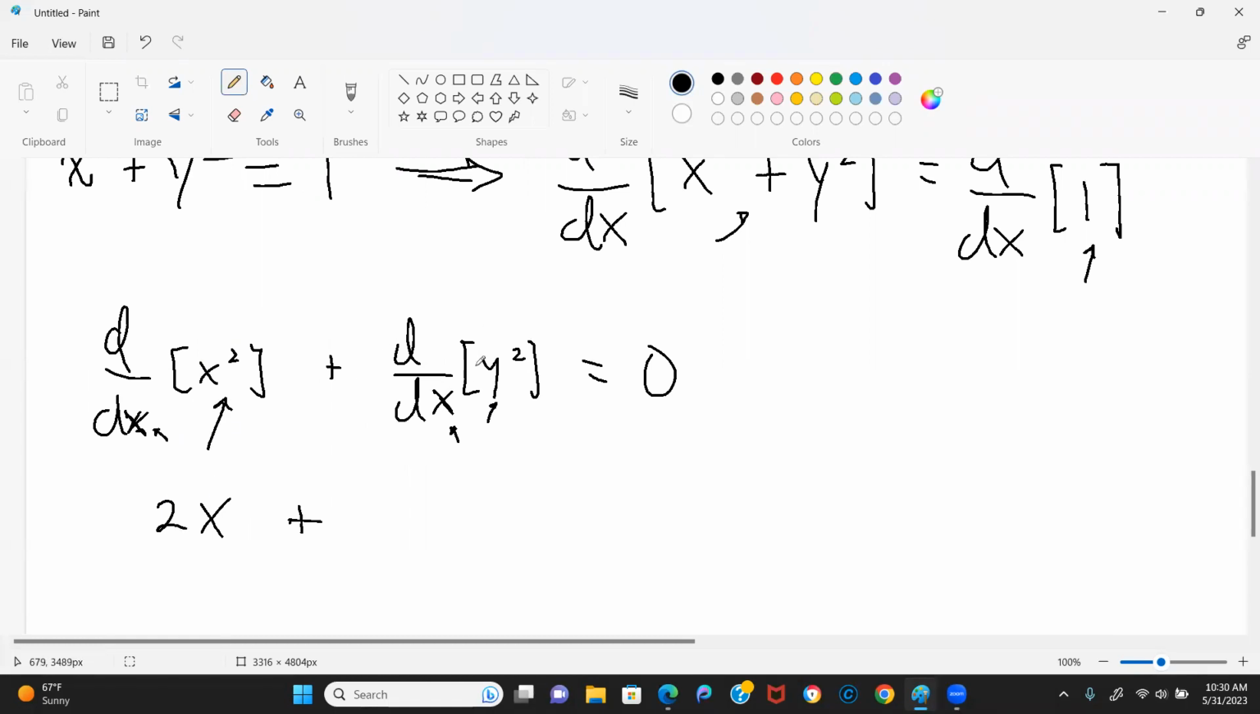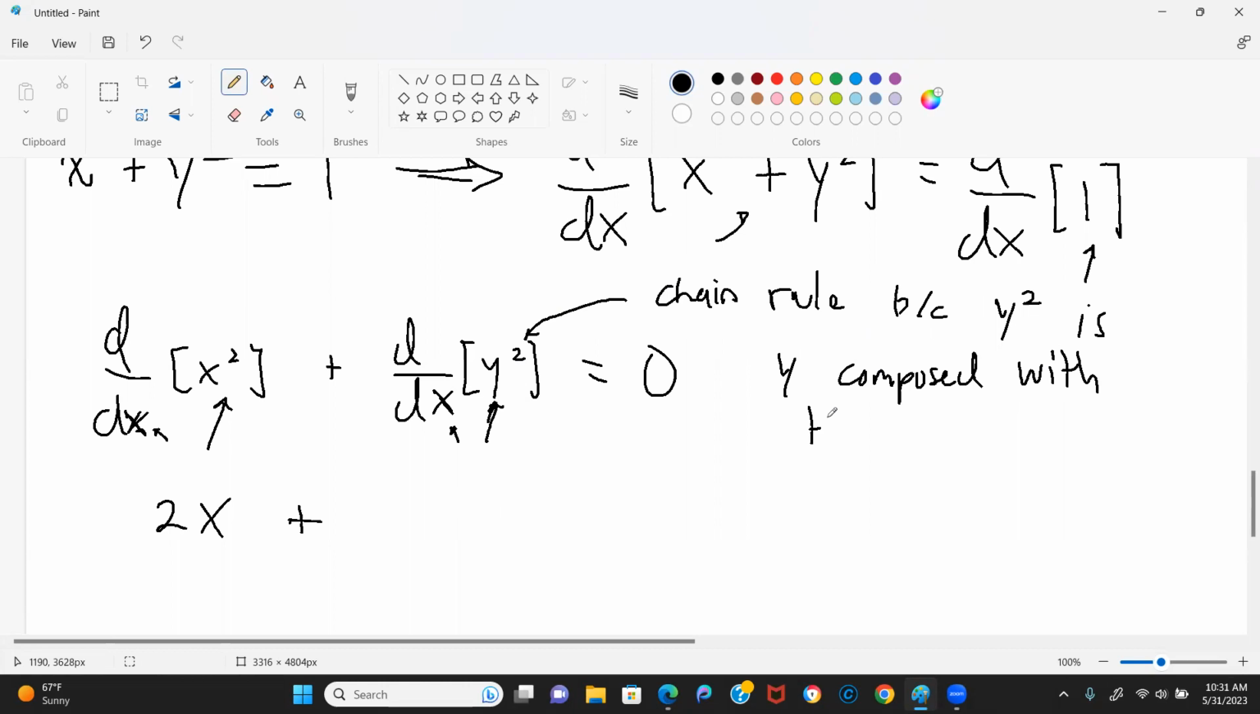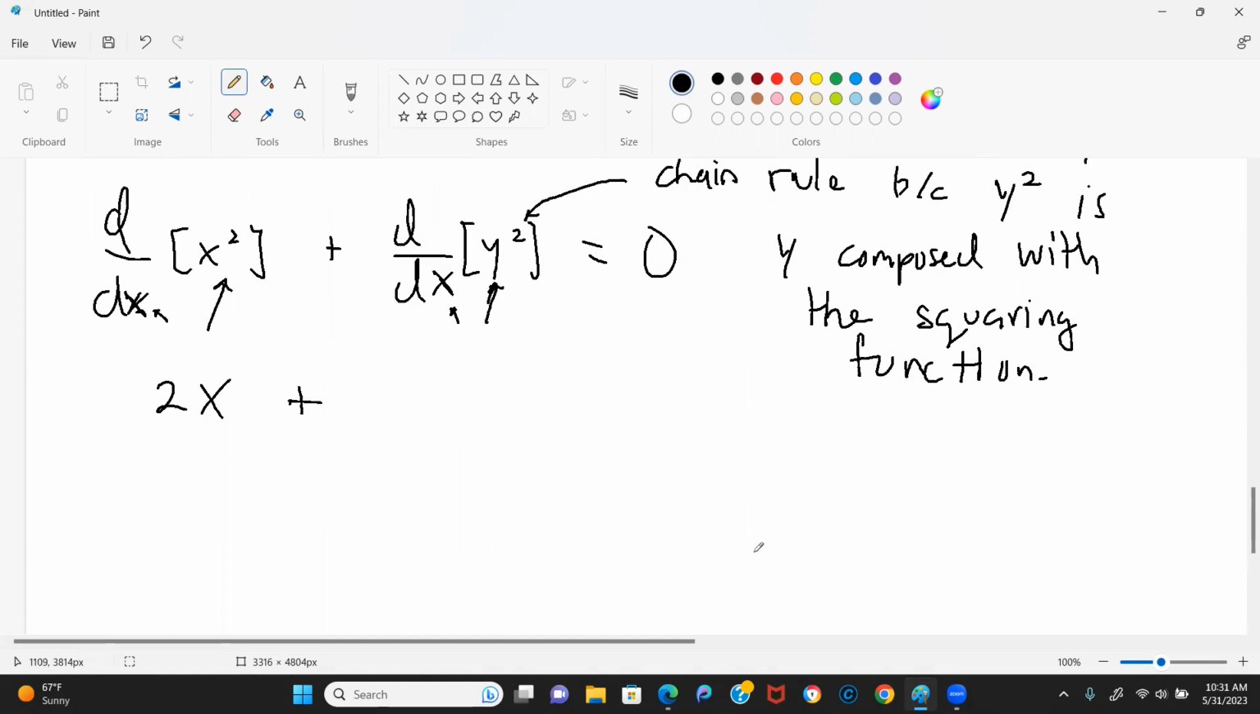So we just use our usual rules, but when we come across a term like this, again, if it helps, you can imagine that y is some function of x. So we need to use the chain rule here. Why? Well, y squared is y composed with the squaring function, right? So I need to use the chain rule.